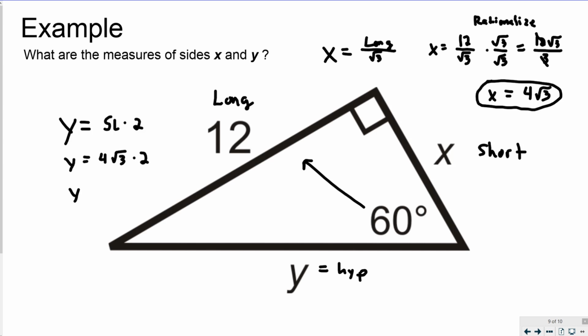So when I have a rational number with a radical attached to it, I'm just going to multiply the 4 and the 2, the two rational parts. So 4 and 2 is 8. And the square root of 3 tags along, and that is the measurement of Y, 8 times the square root of 3.